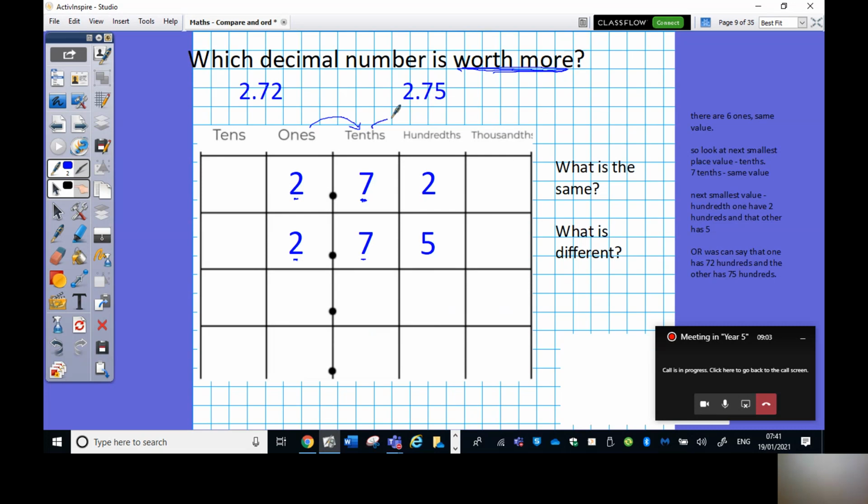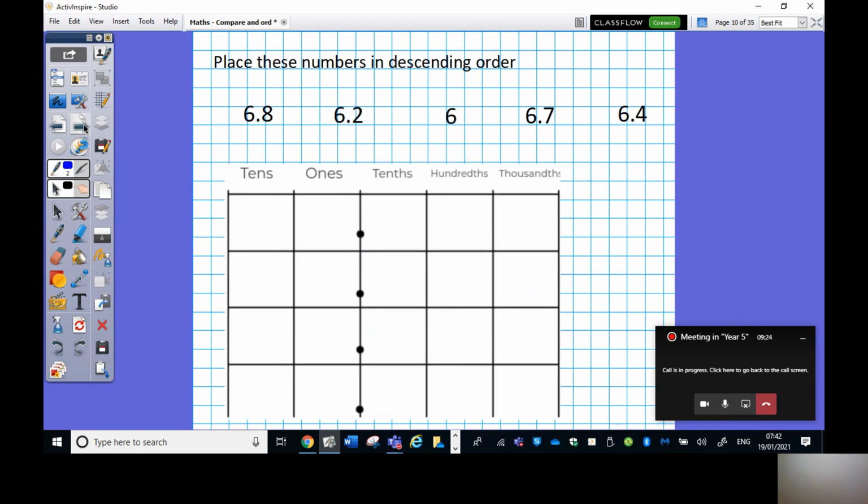Great. I'll move on to the next smallest column, which is the hundredths. And here I have 2 and 5. Which one is greater? Because I'm looking at which one is worth more. And I can see that this one is greater. 5 is greater than 2. So therefore, 2.75 is the decimal number that's worth more.